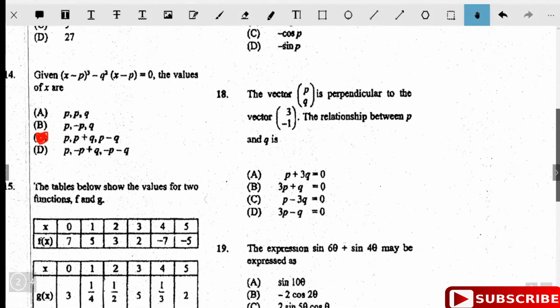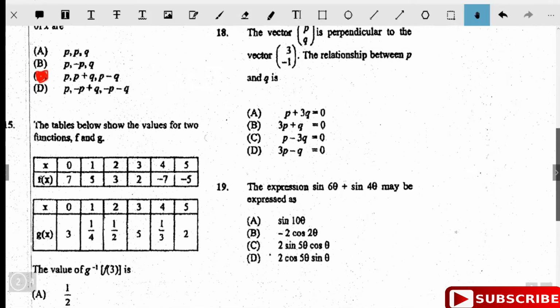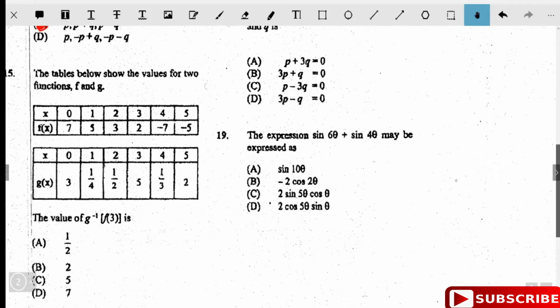Okay, question 15. Question 15 is also a repeat question. It says the table below shows the values for the functions f and g. What's the value of g inverse of f of 3? 5. Very good. And just to refresh our memory, first we find f of 3. So when x is 3, f of x is 2, and so f of 3 equals 2. And so we want g inverse of 2.